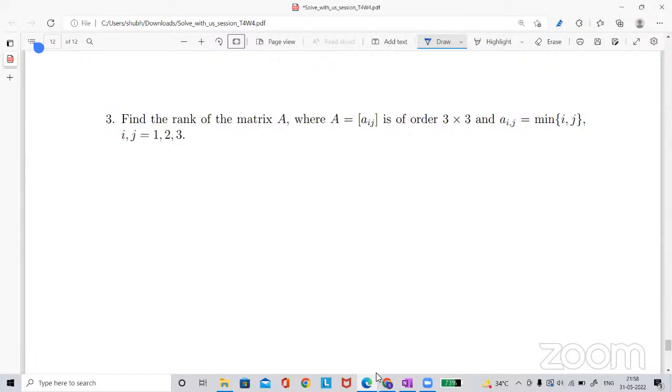Row echelon form. So I have this matrix. Let's do that. What is the rank of this matrix?